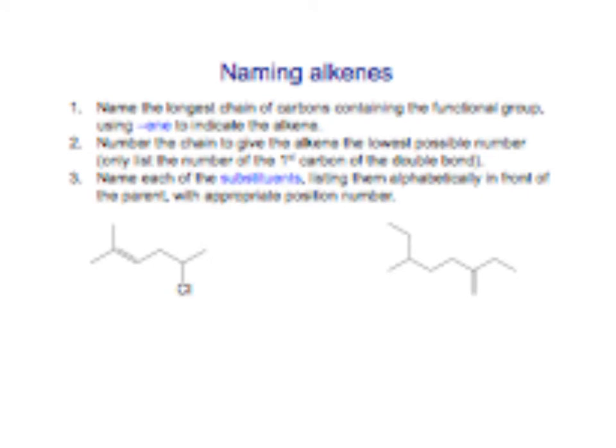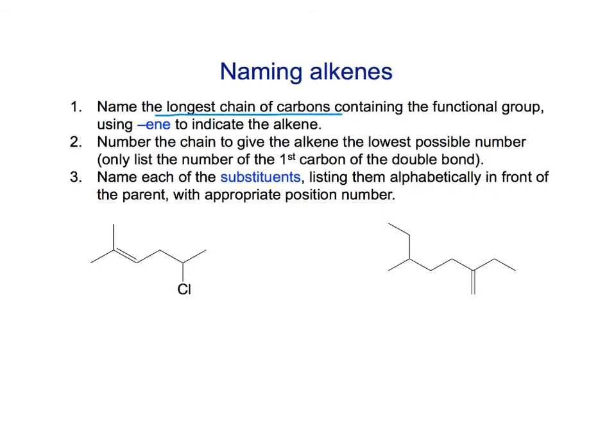We name alkenes following many of the same rules that we've already learned about naming. For example, we name the longest chain of carbons as the parent, and we want to make sure in this case that that chain includes the functional group. So it includes the double bond. We're going to use ENE, like in alkene, to indicate the presence of the functional group. We then number the chain from the end, giving us the first carbon of the alkene the lowest possible number. We only have to give a number for one of the two double bond carbons.